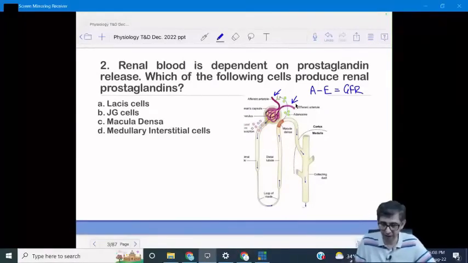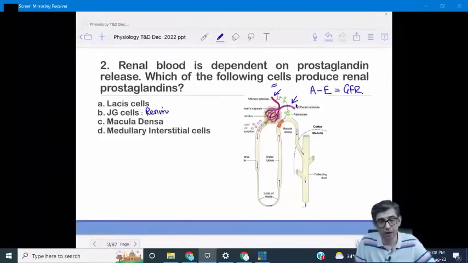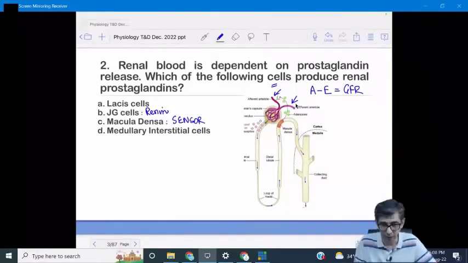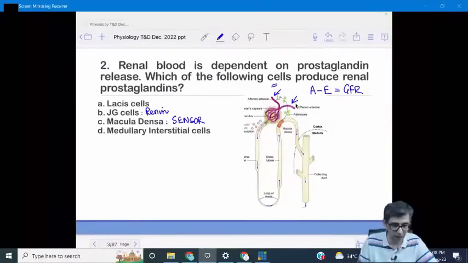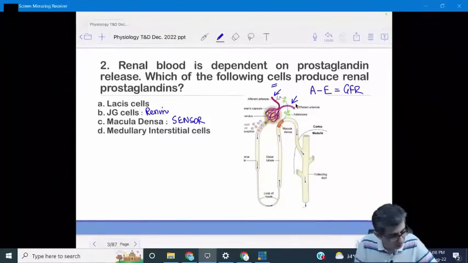It is asking which of the following cells will be producing it. So one you can definitely pick up is JG cells. They make renin, so that will not be the answer. Macula densa will not be the answer because macula densa is the sensor. So two cells can be ruled out. You are left between option number A and option number D. Let's just see what you guys have answered. Yes, if you look at option number A versus option number D, then the point is... okay, somebody meant S also.